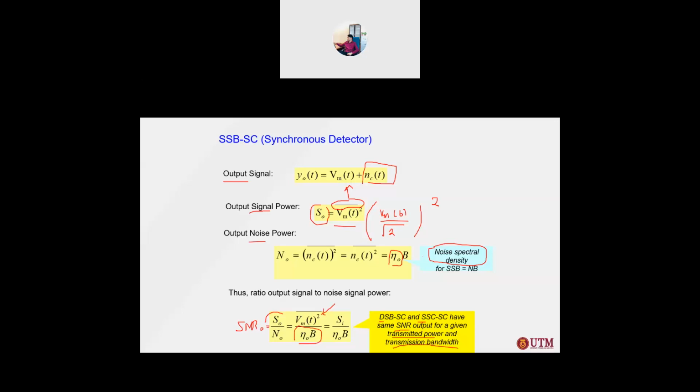and transmission bandwidth. So you can see that here, the SNR for double sideband suppressed carrier is the same as the SNR for single sideband suppressed carrier, given that it is for a given transmitted power and transmission bandwidth. It must be the same, right? If it's different in terms of transmitted power or bandwidth, of course it will be different, right? So for a similar given value of transmitted power and transmission bandwidth.